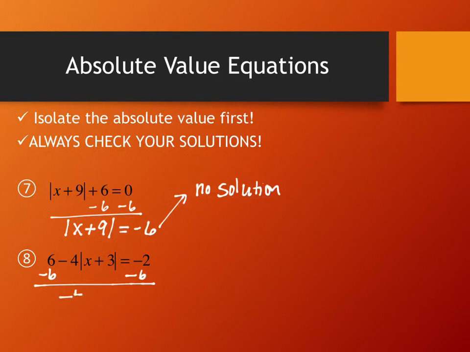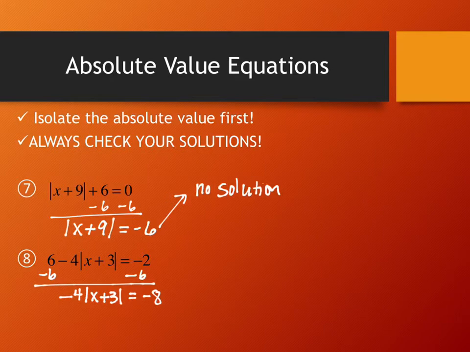So what I'm left with is the negative 4, don't forget the negative, and the x plus 3 in the absolute values. And then negative 2 minus 6 is negative 8. Okay, still working on isolating absolute values. So what would I do next? Okay, so do we add or do we subtract? Do we multiply or do we divide?